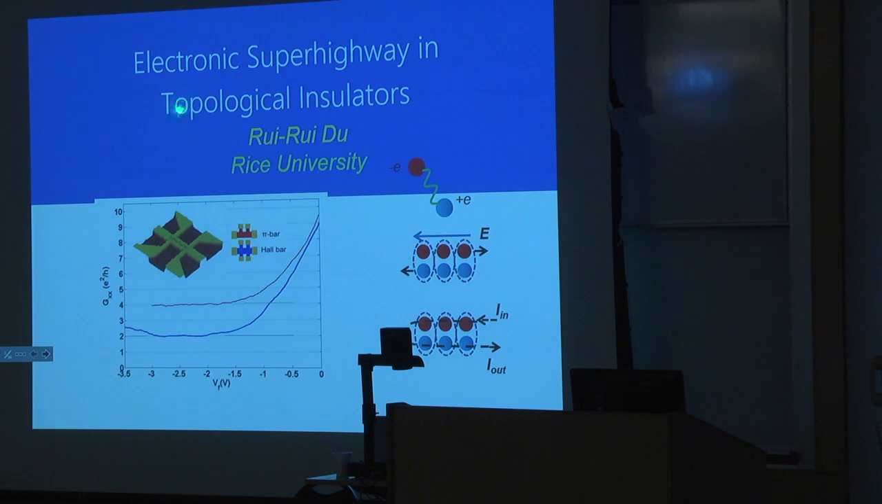So what I'm going to talk about is one type of insulator protected by some topological index or topological protection, where in the bulk of the system there could be superconductivity or superfluidity. And on the edge of the system, you can support electron transport in one dimension in a way similar to a superhighway.